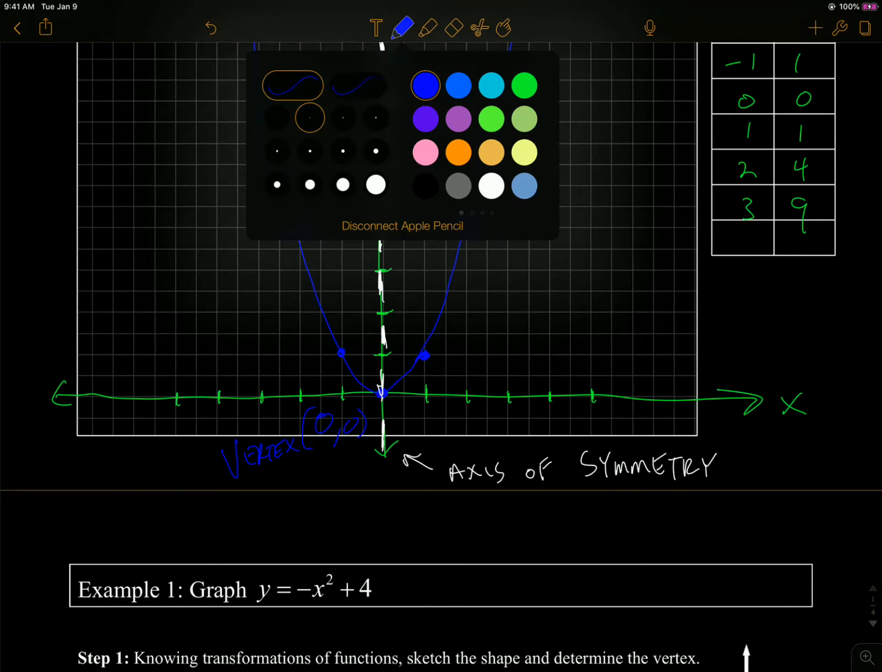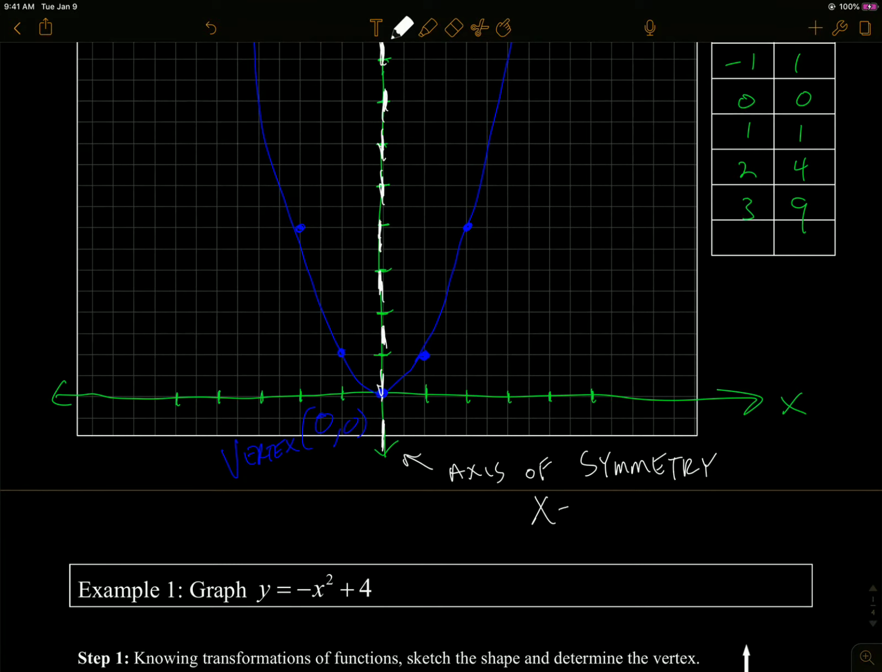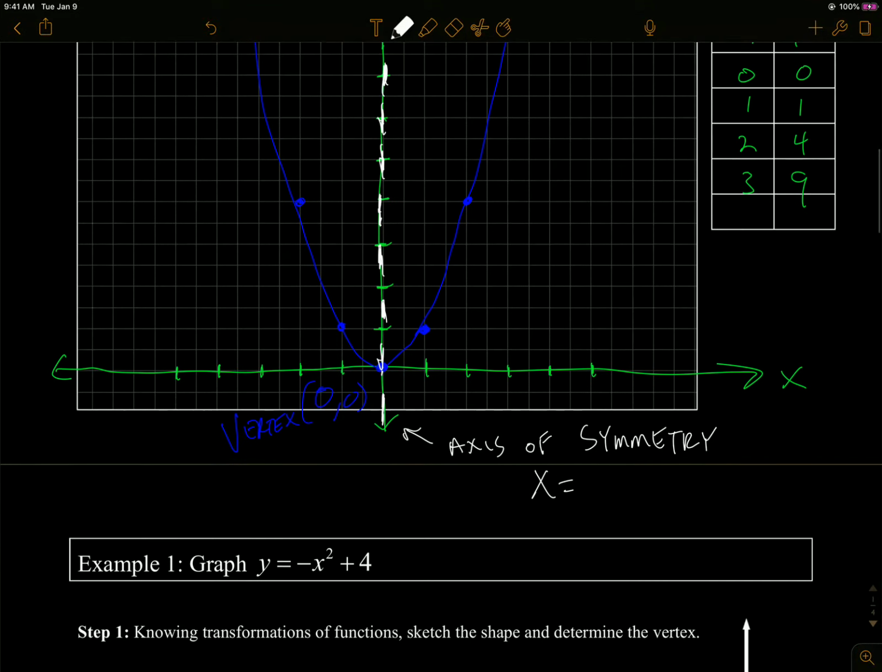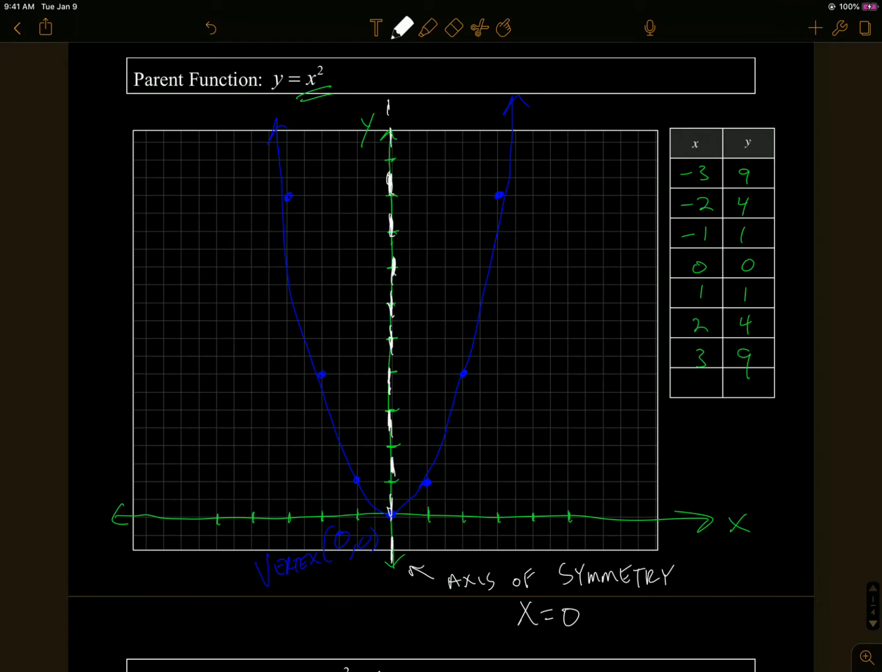So the equation of the axis of symmetry is always x equals a number. What number? It's whatever the x coordinate of the vertex is. A little review: if I draw a vertical line here, the equation of that line is x equals whatever that x value is. In this case, 1, 2, 3, 4, 5, x equals -5. If I draw a vertical line here, that's going to have the equation x equals 3. So the axis of symmetry in this case has the equation x equals 0.